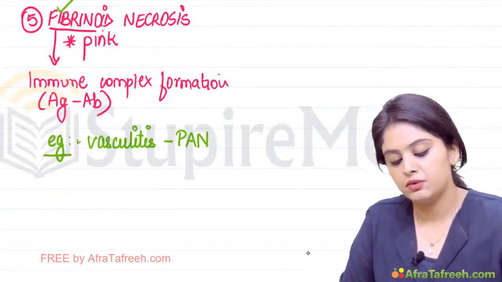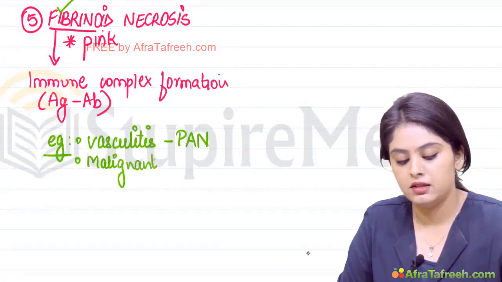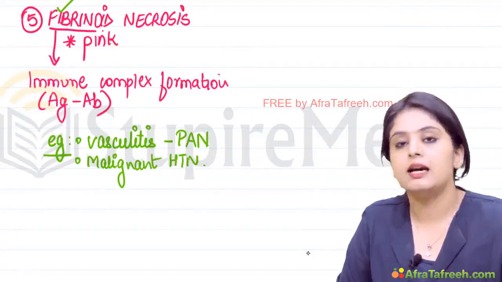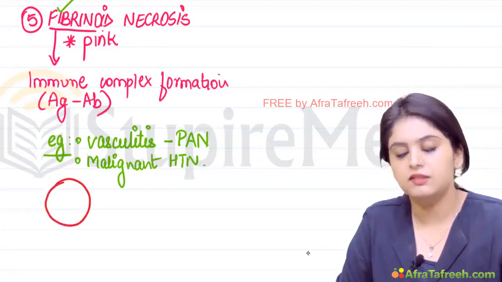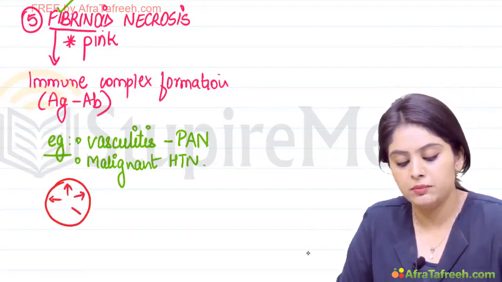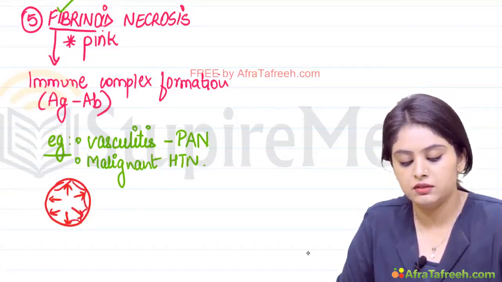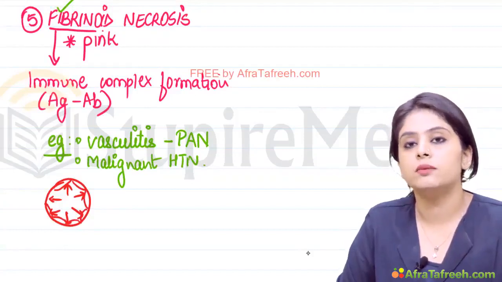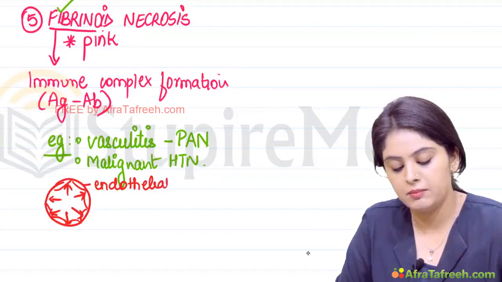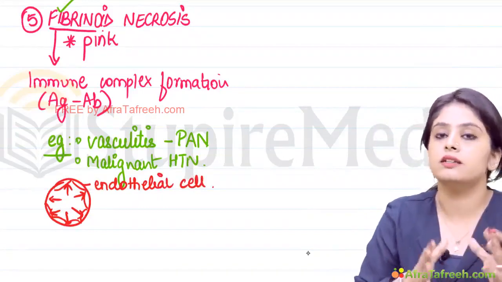The next example that you need to know, this is also seen in malignant hypertension. In malignant hypertension, if this is a cross section of the blood vessel, what is happening? The tension or the pressure is increasing on what? The cells of the blood vessel. What is the lining of the blood vessel? It is endothelial cell. Again, a very important basic thing about pathology. Every blood vessel is lined by an endothelial cell.